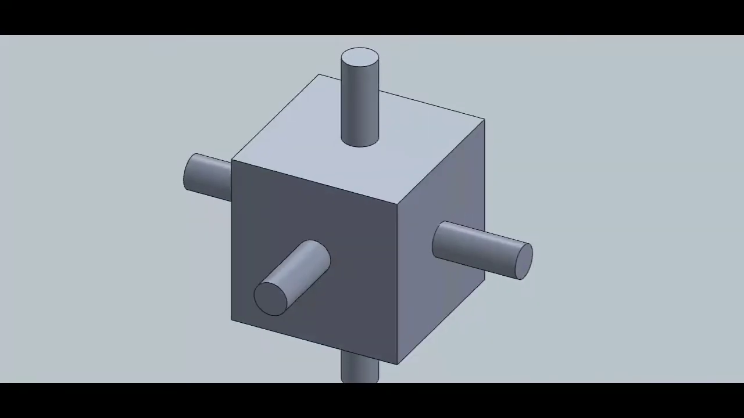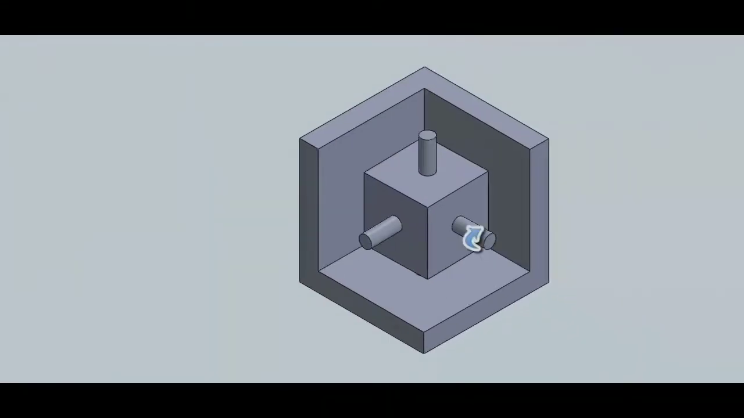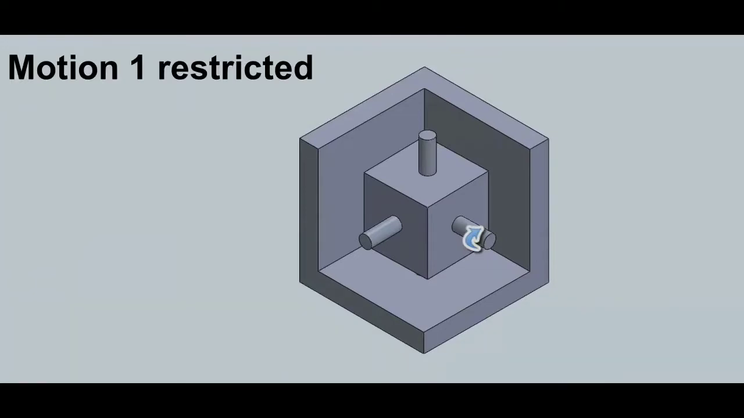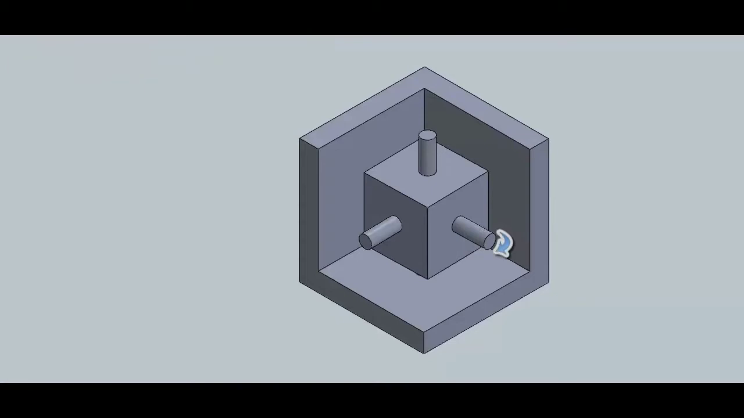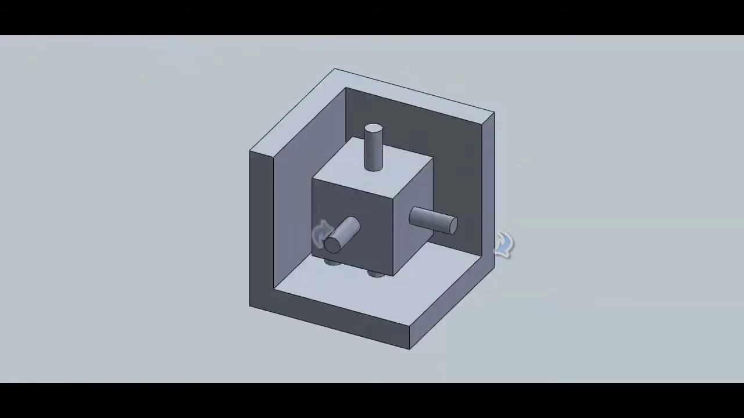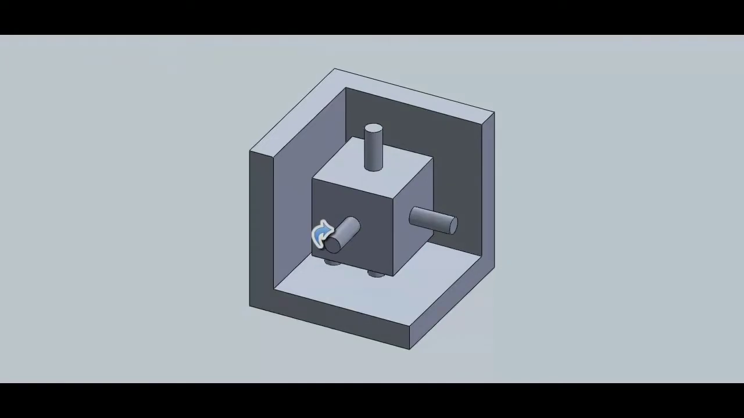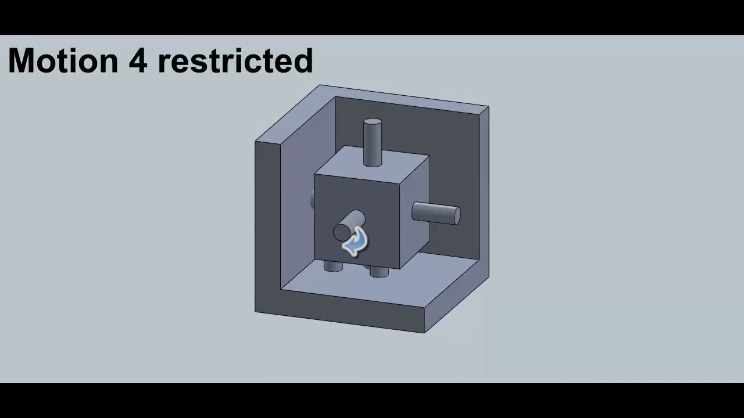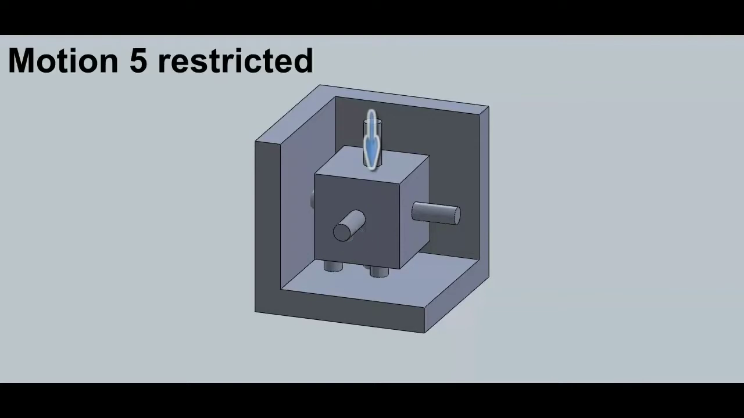So we can restrict this movement with the locating and clamping devices. For that we require a 3-pin base to restrict the motion. So one motion is restricted in the clockwise direction, another motion is restricted in the anti-clockwise direction, so that we can restrict this motion by 3 pins. For the other, motion 3 is restricted by this axis, and motion 4 is restricted by this other axis. You can see in this animation that motion 4 gets restricted. So basically we are going to develop the same model based on this principle.